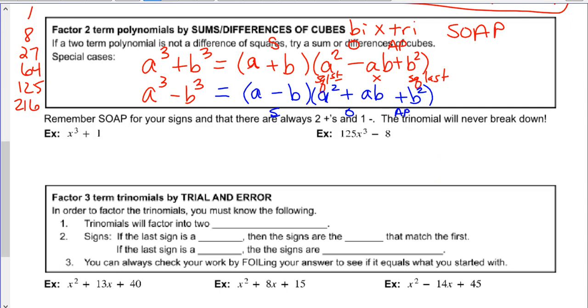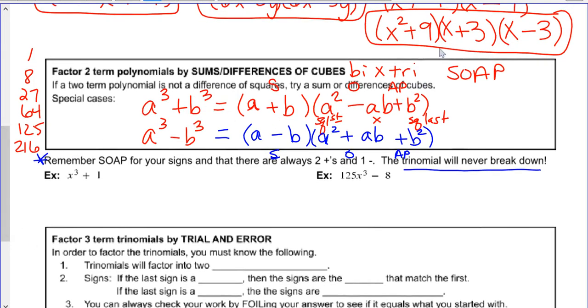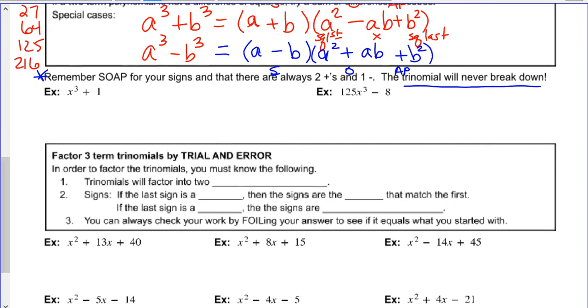So let's try these. Two examples. Remember SOAP for your signs and that there are only two pluses and one minus. There we go as our reminder. And this is also a good reminder that once you factor down into the binomial times a trinomial, that trinomial will never break down. It can't go further like we just did with this problem right here. You can't go further with the trinomial in this factoring. Okay, so once you basically go the bi times the tri, then you're done.